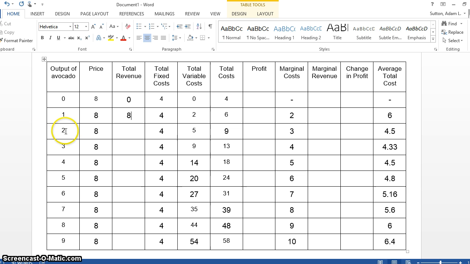The second, I sold 2 avocados at $8 apiece, so that must be 16. If you notice what I'm doing here, all I'm doing is taking the price and multiplying by my quantity. That's your total revenue formula. So these are going to go up like so: 24, 32, 40, 48. Go ahead and take a stab and fill out the last 3 before I get there. 56, 64, and 72.